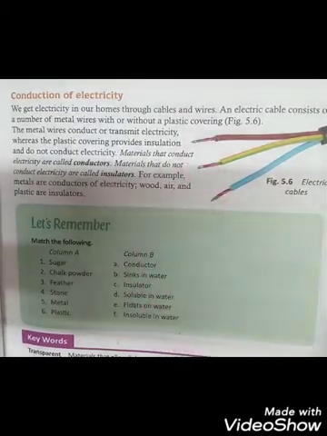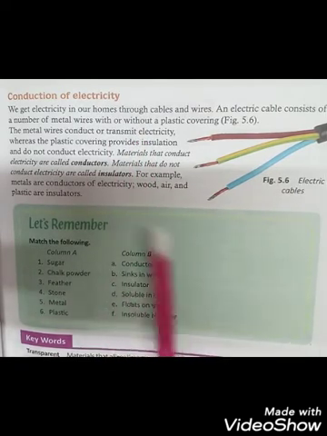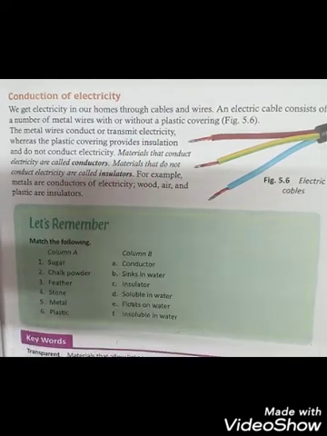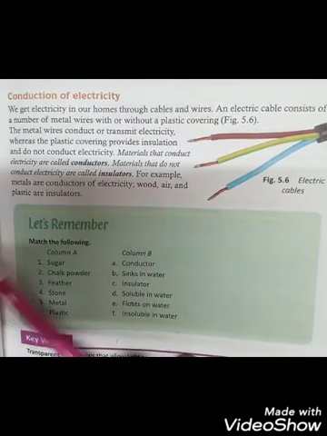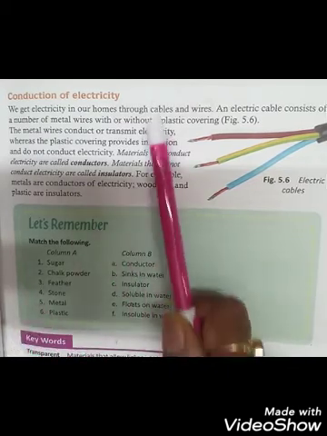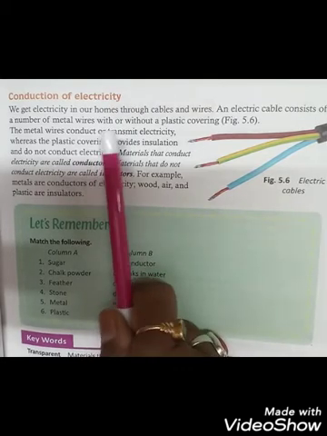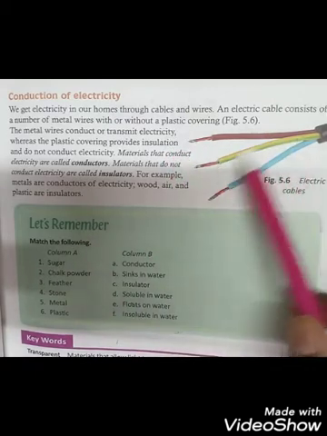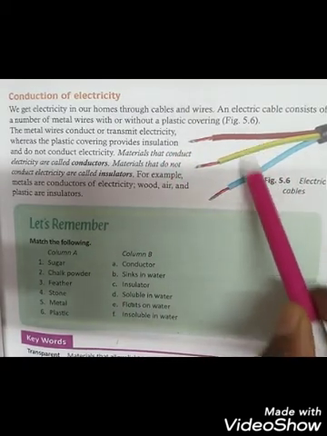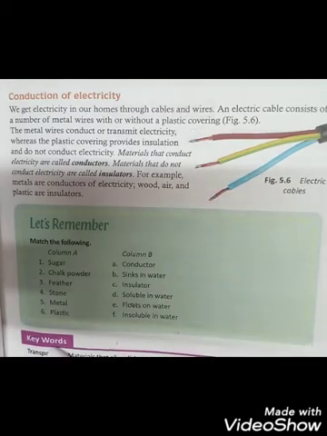And the last property is conduction of electricity. So some of the materials will conduct electricity, which are called conductors, and materials that do not conduct electricity are called insulators. So you know we get electricity in our homes through cables and wires. So the cable consists of metal wires. There can be plastic covering also, there may not be plastic covering. If you can see the wires, there is plastic covering. So the metal wire that is present inside will conduct the electricity.